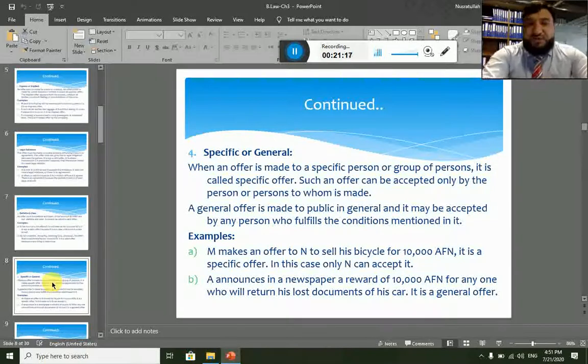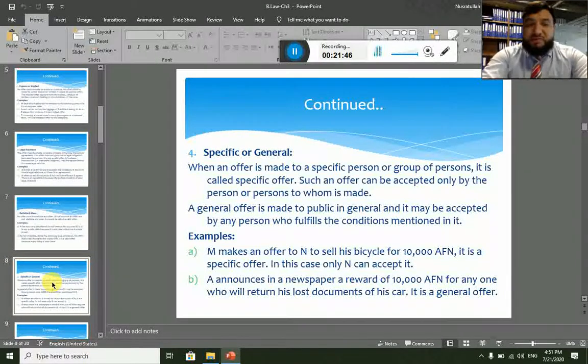An offer may be specific or general. When an offer is made to a specific person or group of persons, it's called a specific offer. Such an offer can be accepted only by the person or persons to whom it is made. The second type is the general offer. A general offer is made to the public in general, and it may be accepted by any person who fulfills the conditions mentioned in it. That's how I explained earlier as well.